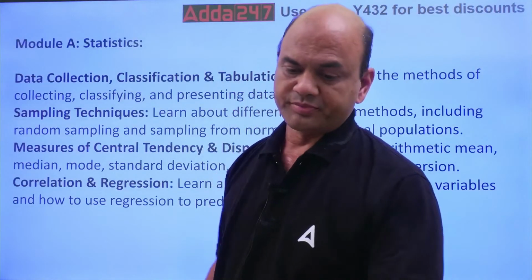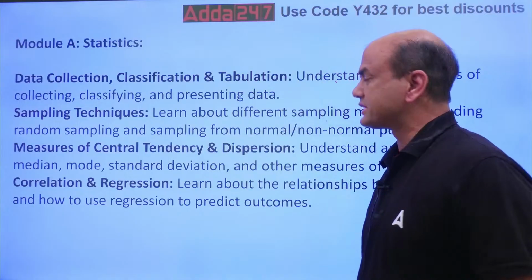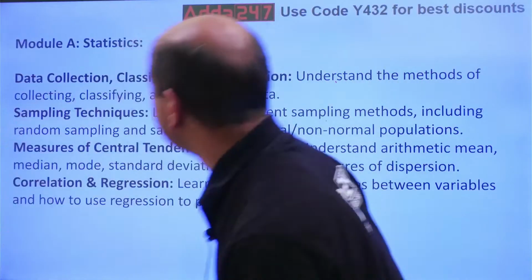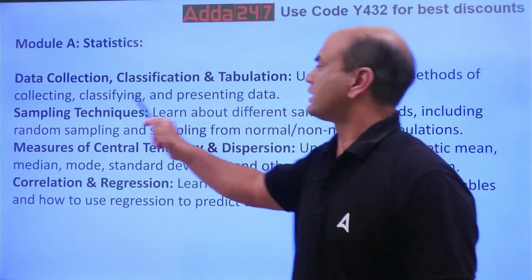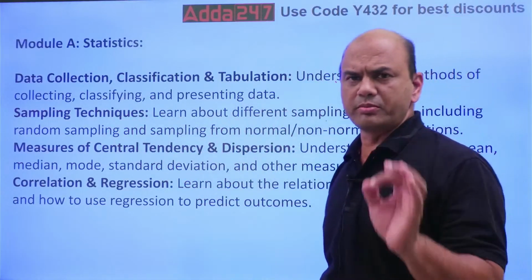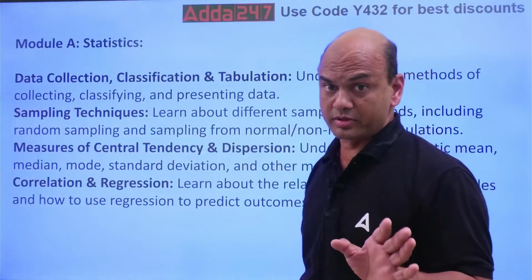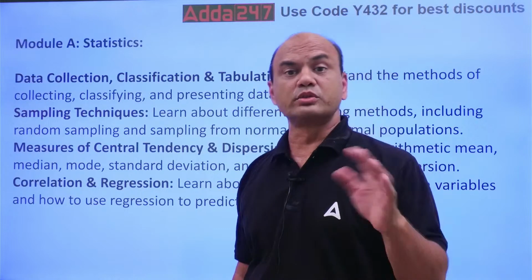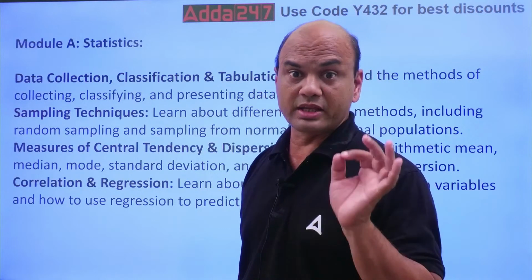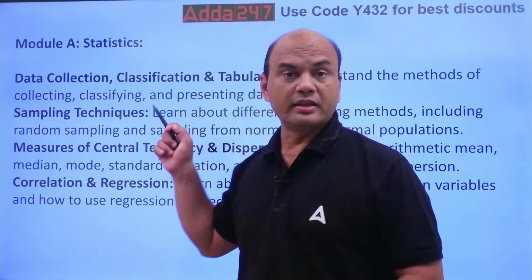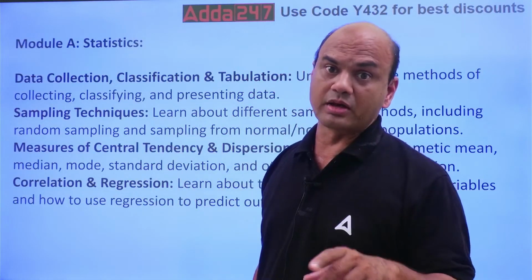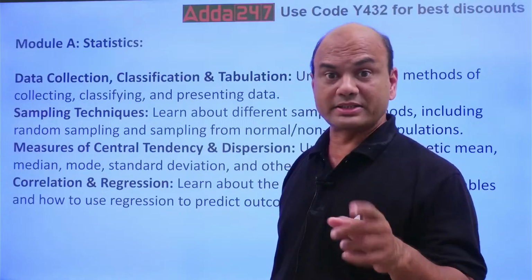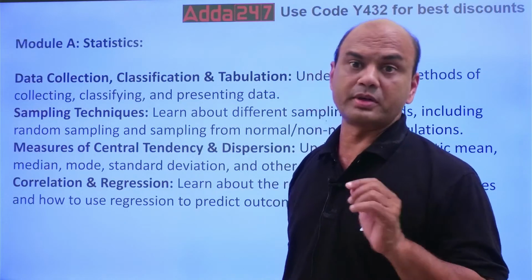Module A. In Module A, first topic is data collections, classification and tabulation. What you have to study? You have to study, clearly focus on methods of collecting, classifying and presenting the data. Very important one. Methods are very important. What is the inclusive data, what is the exclusive set, inclusive set? This you have to study very clearly. Then classifying, what is ungrouped data, what is grouped data, presenting. You have to study what is pie chart. You need to know it properly.